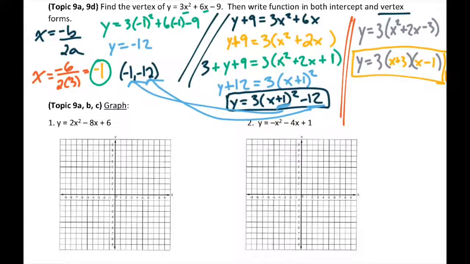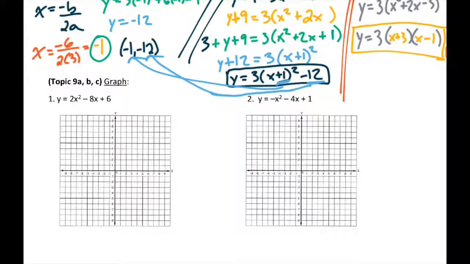Three different forms. Standard was the given one. We've got vertex form here, and we've got intercept form here. All the same quadratic. Moving on to topics 9a, b, c, we're going to graph without a calculator.